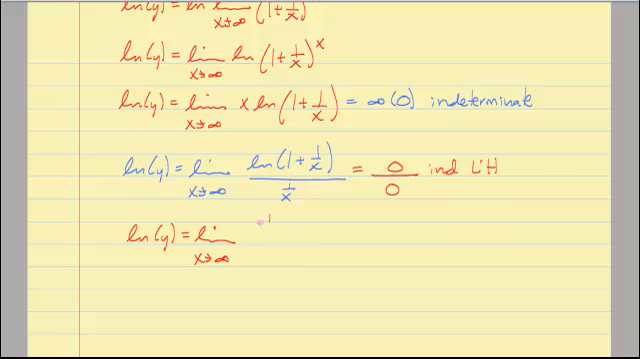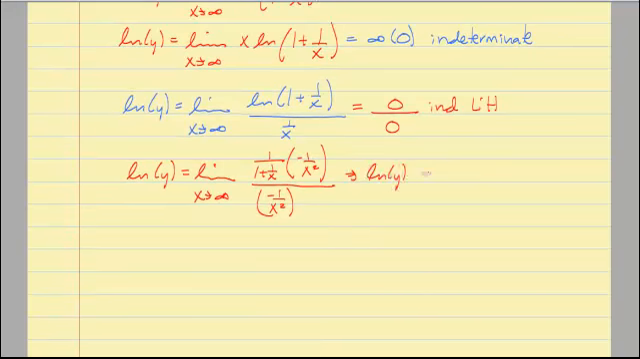So the derivative up here of the natural log of u is 1 over u times the derivative of u. And the derivative of 1 is 0. The derivative of 1 over x is negative 1 over x squared. And in the denominator, the derivative of 1 over x is negative 1 over x squared.